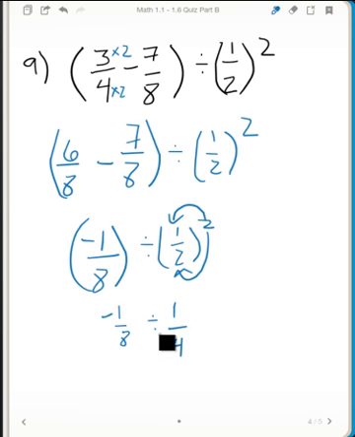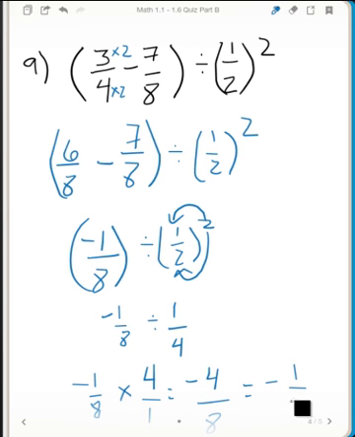Now I'm dividing fractions, so that's the same as multiplying by its reciprocal. So I'm going to have negative 1/8, I don't touch the first fraction, times by, flip the second fraction, so I'm going to have 4 over 1. Negative 1 times by 4, that's going to give me negative 4. 8 times by 1, that's going to give me 8. So negative 4 divided by 8, I could reduce that more to negative 1/2. And that's the answer.